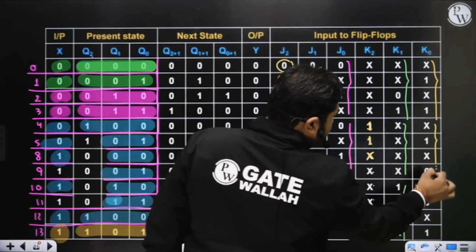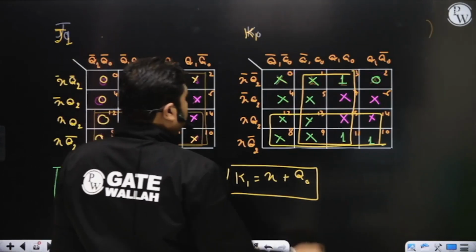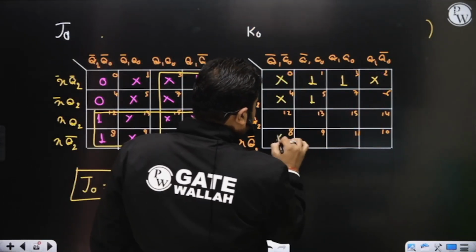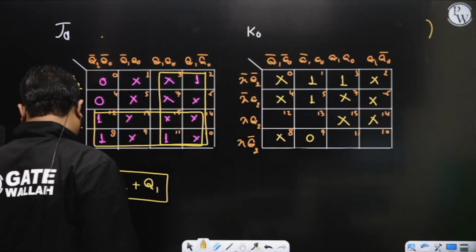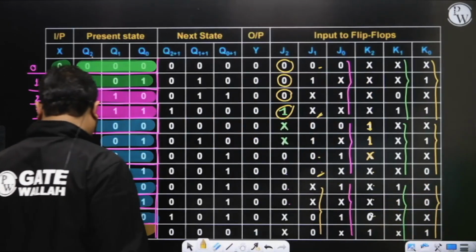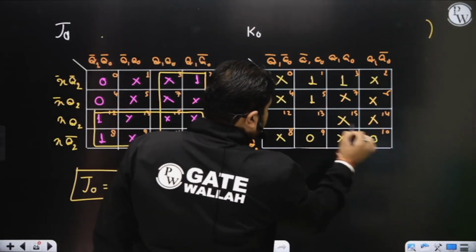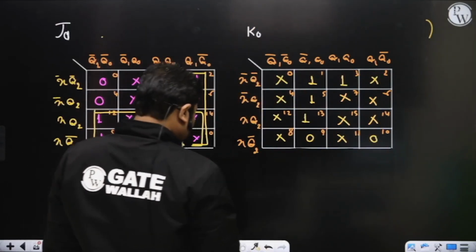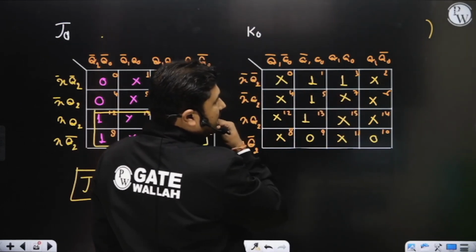Then don't care 1, don't care 0, don't care 1, don't care 0. These 4 are don't care only. Last 4 are don't care 0, don't care 1. Don't care 0, don't care 1. So how many loops or groups are possible?